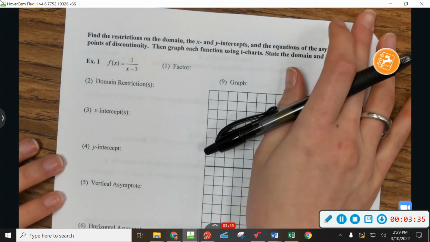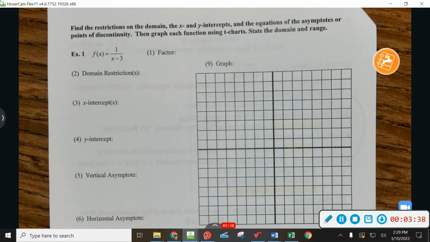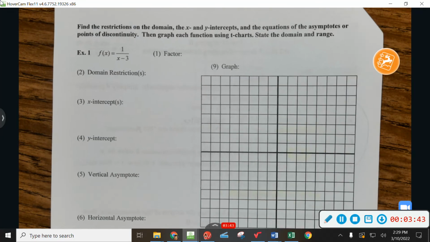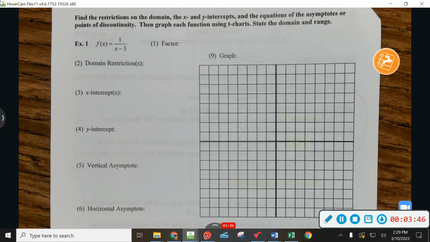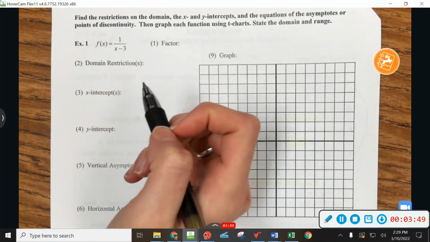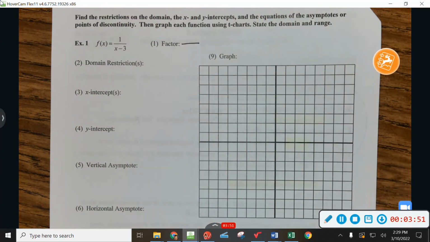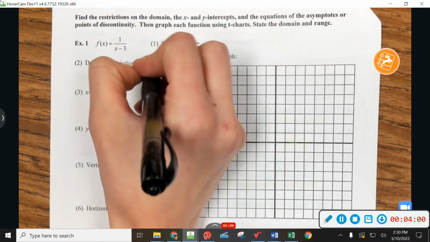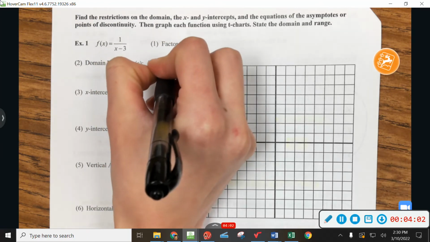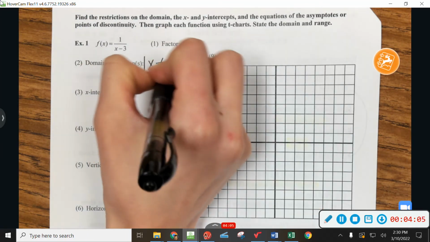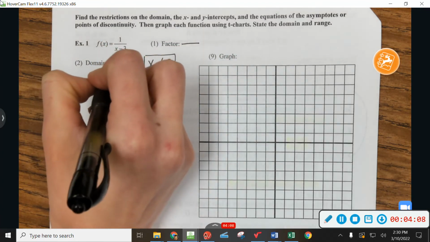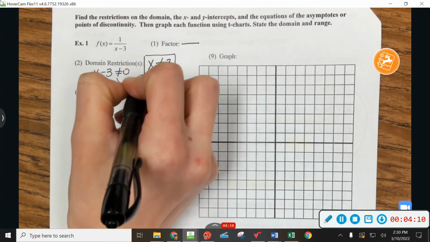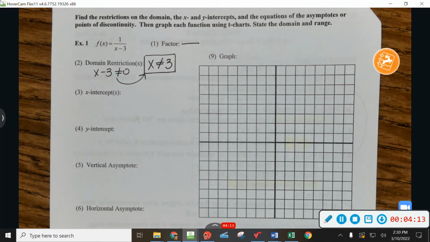This first example, I put down each thing that you should be looking for. The next ones I do not. Okay? So your first step is you're going to always try to see if you can factor it. Can you simplify 1 over x minus 3? No, you cannot. I can't do anything with that. Alright, restrictions on my domain. If my denominator is x minus 3, x cannot equal what? 3. So there's my restriction. If you still need to do x minus 3 cannot equal 0 to get your x cannot equal 3, then that's fine too. Okay?